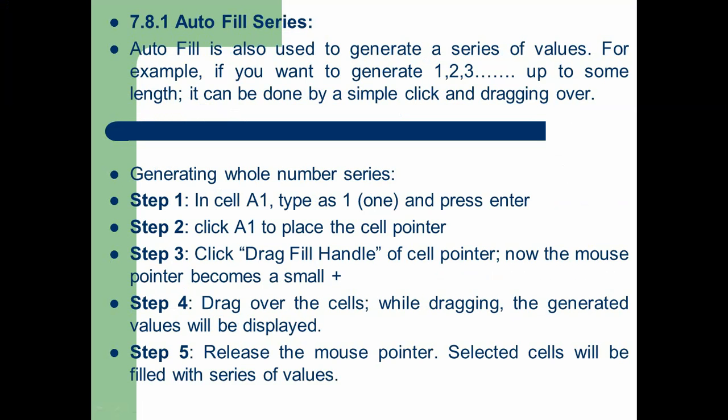This autofill feature is also used to copy any data in a series also. For example, if you want to copy numbers 1, 2, 3 in a sequence, or create a serial number 1 to 10 or 1 to 100, first type 1 in the cell, place the pointer on the drag fill handle and drag it. While dragging, a tooltip will display; release the mouse pointer. The selected cells will be filled with this series.